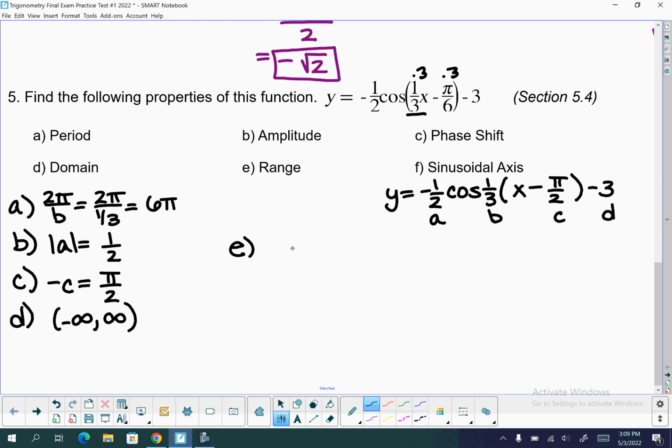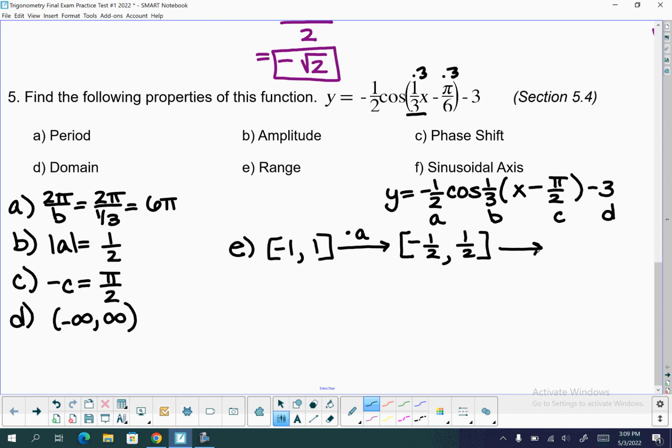So there's two things that we start with when we have a range. Whether it's sine or cosine, we always start with a -1 as my minimum and a 1 as my maximum. And then there's two things that affect the range. The first thing is a vertical stretch or shrink, which is your a value. So we're going to multiply by my a. That would give me a -1/2 and a +1/2.